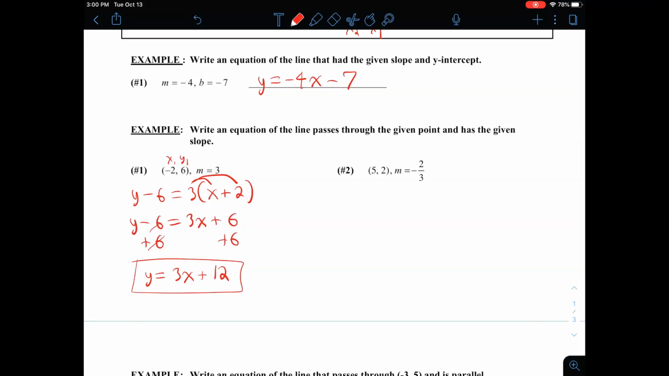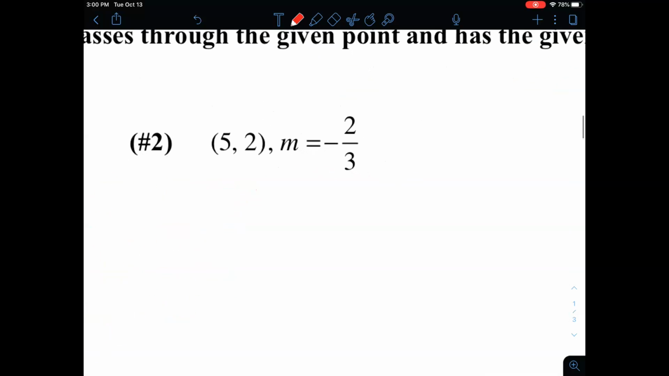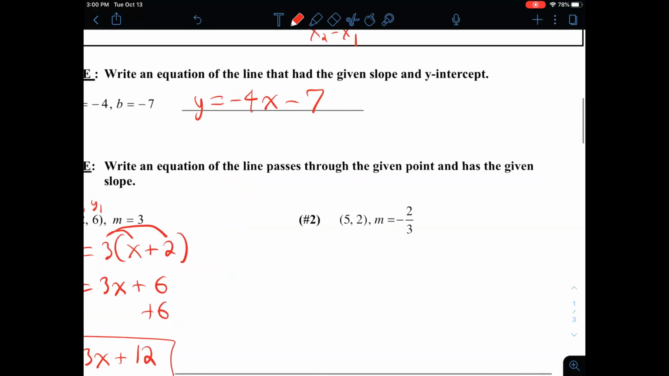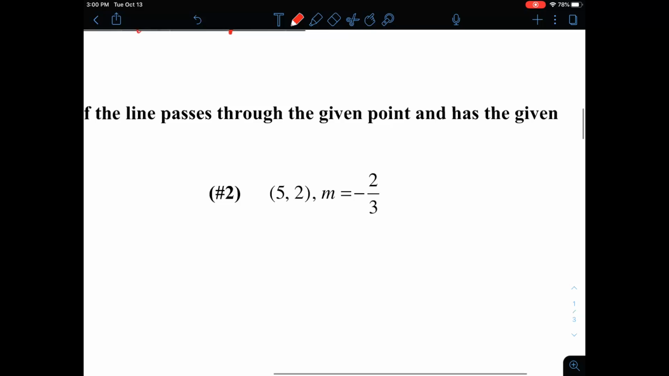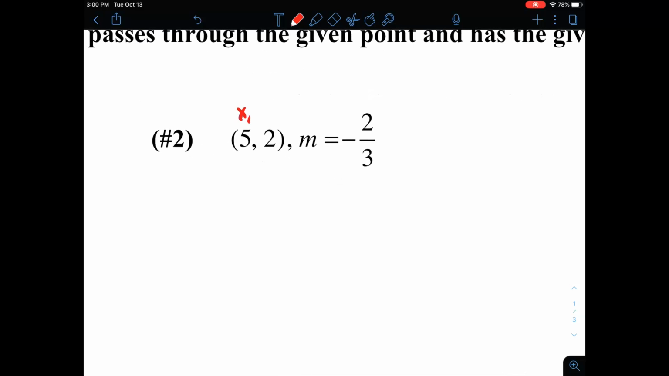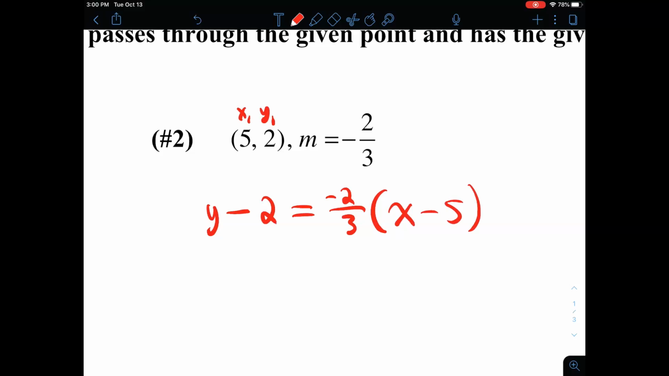Now, number 2, same kind of thing, but we have a weird fraction slope for this one. So we're still going to plug into y minus y1 equals m times x minus x1. We're going to label our points x1, y1. We're going to plug into y minus y1, which is what? That's going to be 2, equals our m, which is negative 2/3, times x minus x1, which is going to be 5.